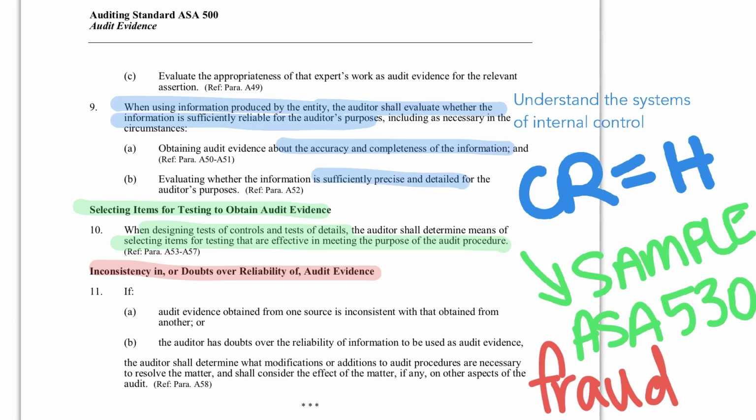that might mean that evidence might be less reliable, then what I need to do is consider whether I need to change my audit procedures to resolve the inconsistency and find out the heart of the matter. Because this bit here, consider the effect and resolve the matter. If there's inconsistencies, why are there inconsistencies? Is that because of fraud? Is it because people are trying to hide something and that's why we're seeing inconsistencies in the evidence?